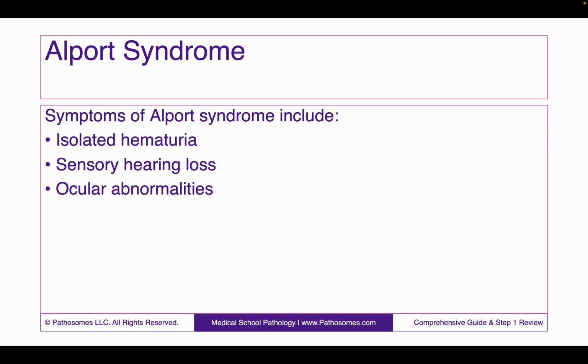Symptoms of Alport syndrome include isolated hematuria, sensory hearing loss, and even ocular abnormalities. And that is why it shows up on a lot of clinical vignettes, right? Because it has so many unique features, and they can test whether you know your systems and the pathology. Test takers love talking about Alport syndrome. It's super rare, which means it's going to be common on your examinations.